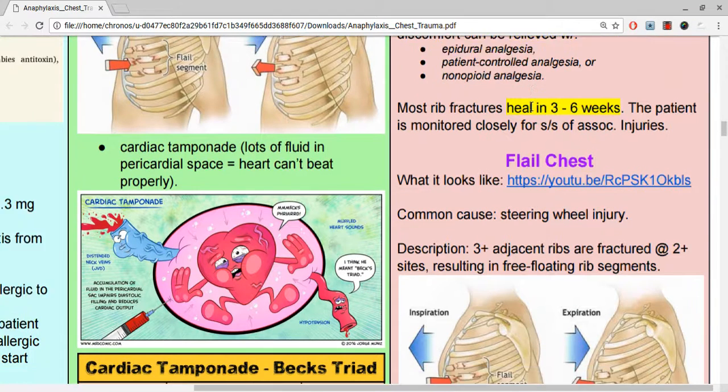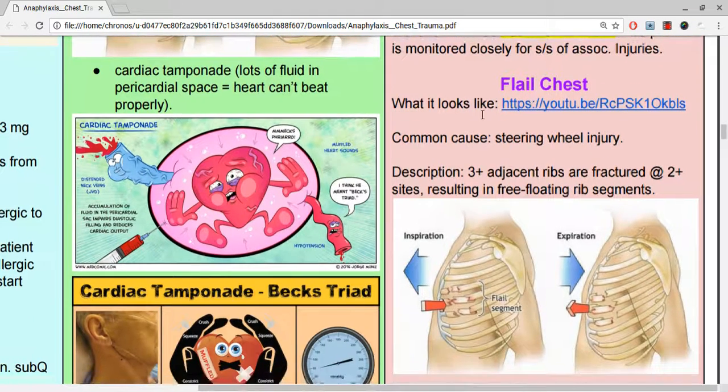Now we're going to move into flail chest. This is what it looks like. Follow this YouTube link to watch various patients with a flail chest so that you can get exposed to it and be able to identify it in the hospital setting. The most common cause of a flail chest is a steering wheel injury.